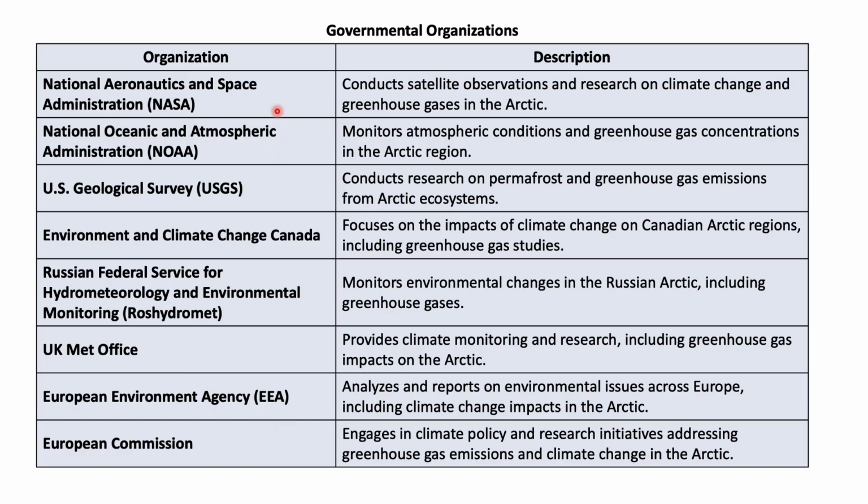And of course, there are various governmental organizations involved, and NASA is a very important organization. It conducts satellite observation and research on climate change and greenhouse gases, especially in the Arctic region. The National Oceanic and Atmospheric Administration monitors the atmospheric conditions and greenhouse gas concentration in the Arctic region. The US Geological Survey, Environment and Climate Change Canada, the Russian Federal Service for Hydrometeorology and Environmental Monitoring, the UK Met Office, the European Environment Agency, and the European Commission, all of these government organizations are involved in monitoring what is changing in the Arctic region.